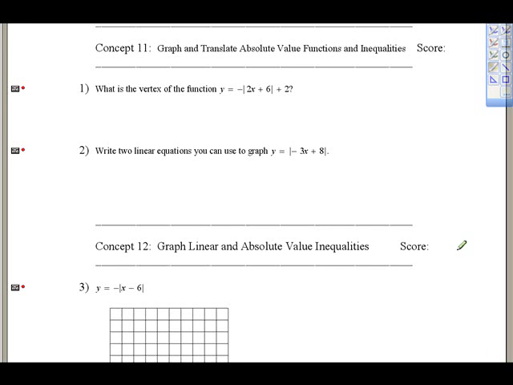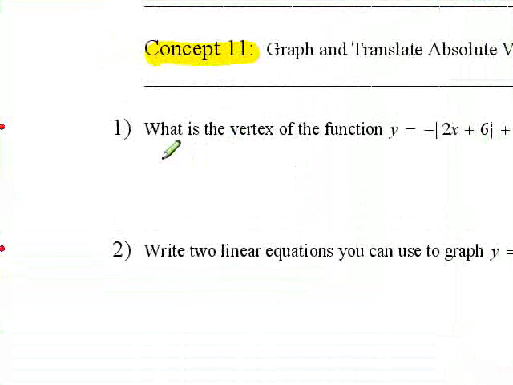This is concept exam number 9. This is concept 11. First question is just what's the vertex of the function?